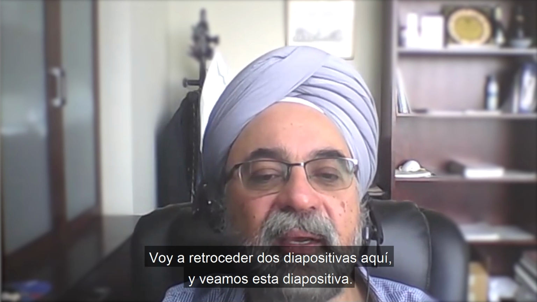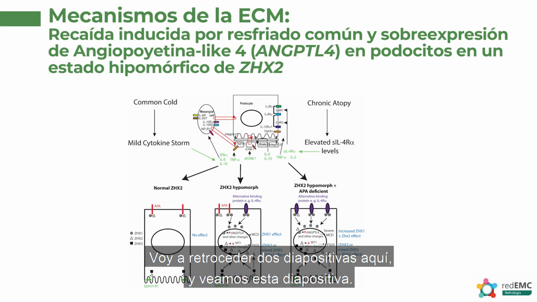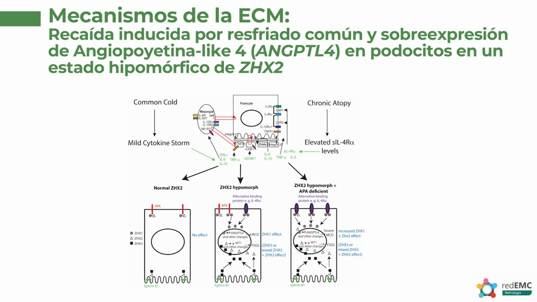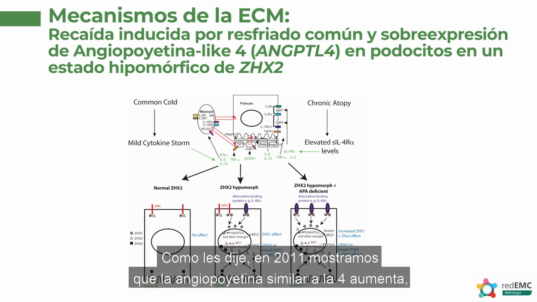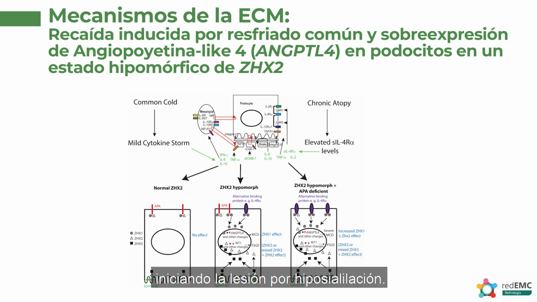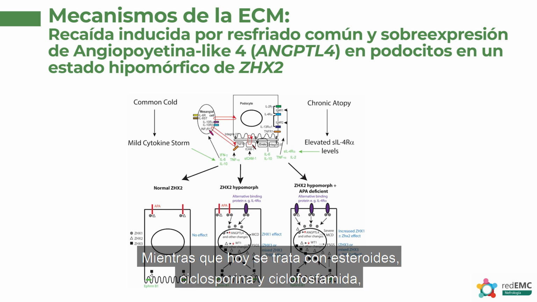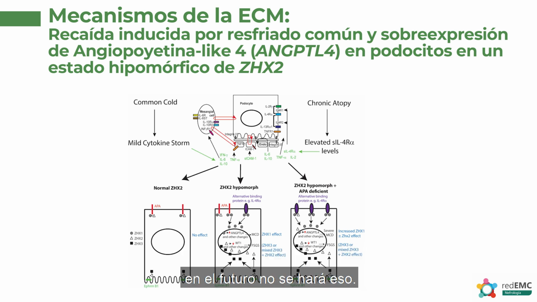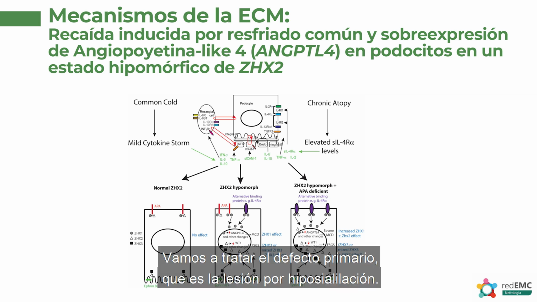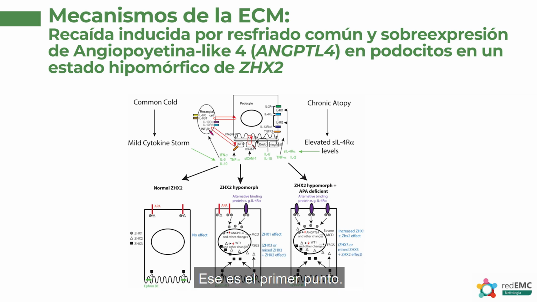So I'm going to go back 2 slides here, and let's look at this slide. As I told you, in 2011, we showed that angiopoietin-like 4 goes up, initiates the hyposialylation injury, right? And then the acute hyposialylation injury leads to a phase of chronic hyposialylation injury. So the first thing we would like to do is improve the sialylation. Whereas you treat with steroids and cyclosporin and cyclophosphamide, in the future, you will not be doing that. We will be treating the primary defect, which is the hyposialylation injury. That is point number 1.